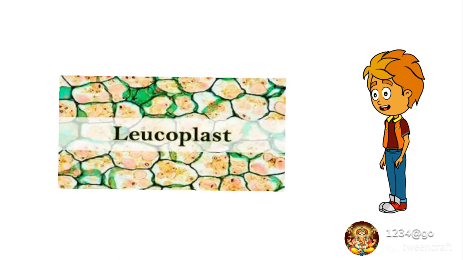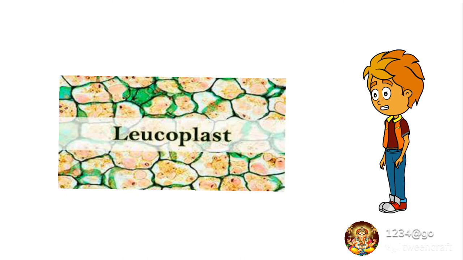Leucoplast. These are the non-pigmented organelles that are colorless. Leucoplasts are usually found in tissues that are not normally exposed to light. They are generally found in most of the non-photosynthetic parts of the plant. For example, in storage organs like roots, underground stems, tubers, and buds and seeds.